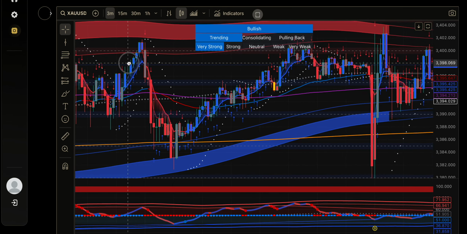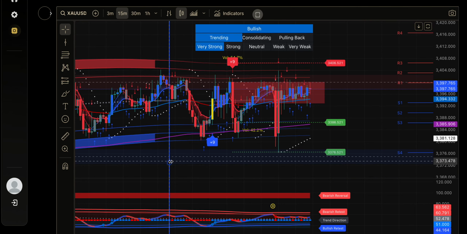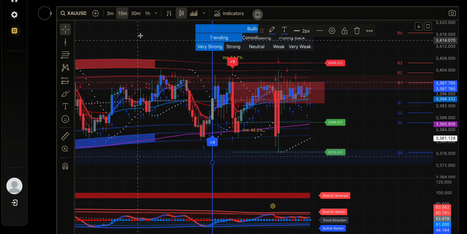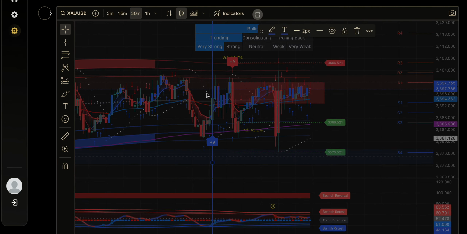Now, one thing I want you to take note of is, for example, when you have a red card here and then you have a blue card here, you stay out of the market until both of them align. So 15 minutes was showing a blue card at that point, and 30 minutes was showing a red card.